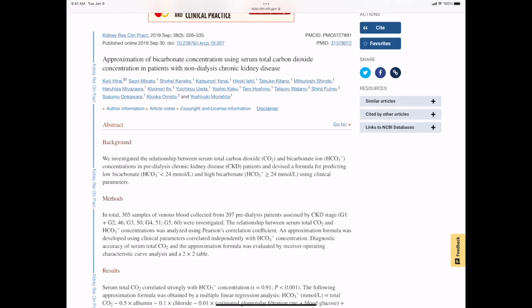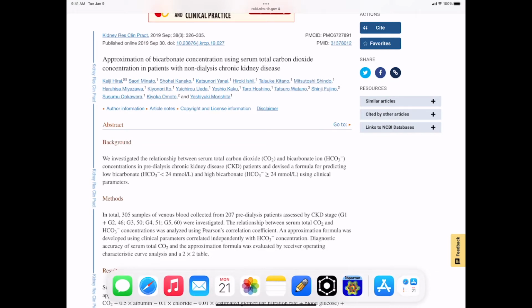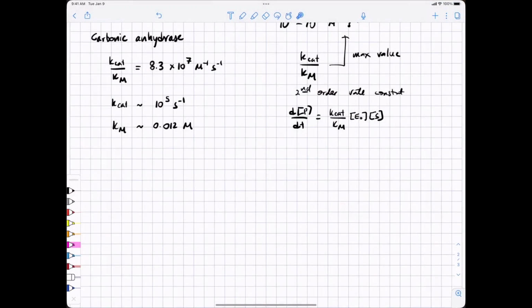Okay, so around 24 millimolar. I mean, at least what I'm seeing there. Low bicarbonate is below 24 millimolar. High bicarbonate is above 24 millimolar. And that matches the Km value, right?